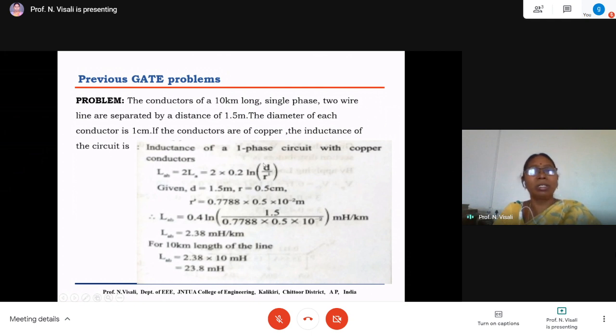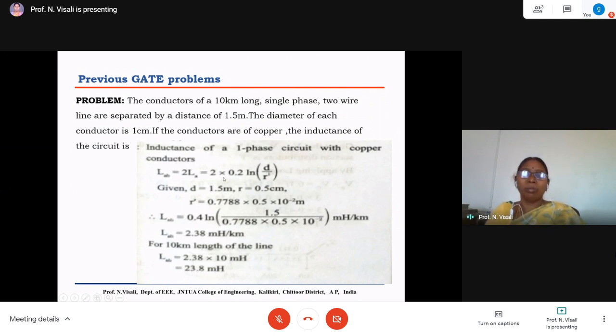But actually they have given the length also. This is actually henries per kilometer. This value is 10 to the power of minus 7, which will be converted into millihenries per kilometer. So this value you are going to get is in millihenries per kilometer, but they have given 10 kilometers long. 10 kilometers long means this value will be modified: 2.38 into 10 millihenries, so 23.8 millihenries.